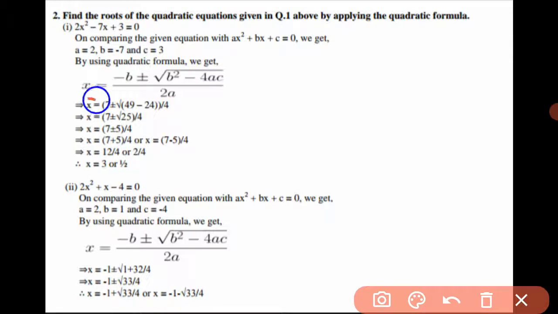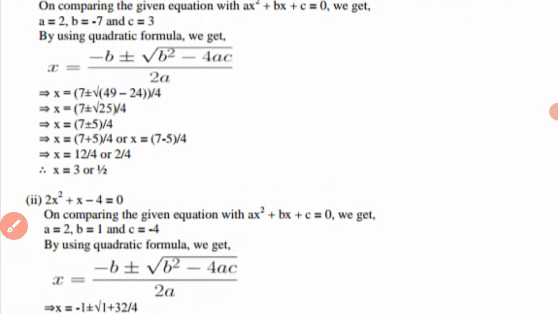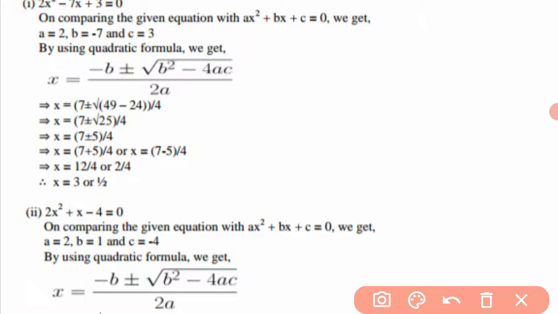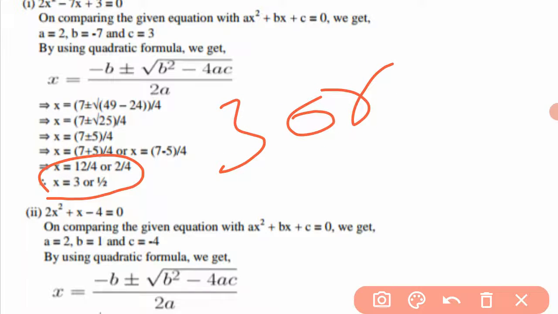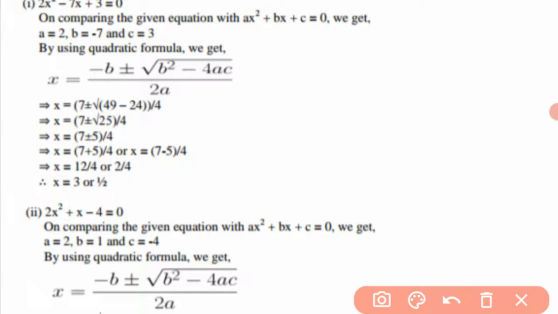So this is the quadratic formula: x equals to minus b plus minus under root b square minus 4ac upon 2a. So for finding the value of x we can put the values of a, b and c in the given formula. So by putting the values we can find the value of x, that is equals to 3, or it is also equals to 1 by 2. So these are the answers.